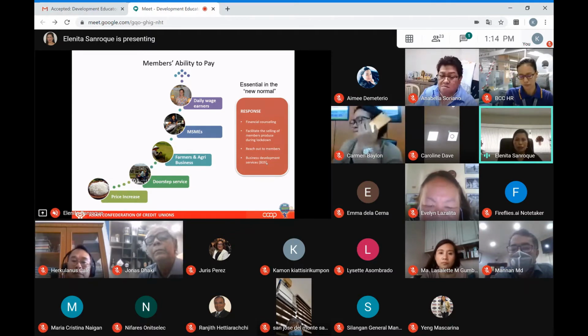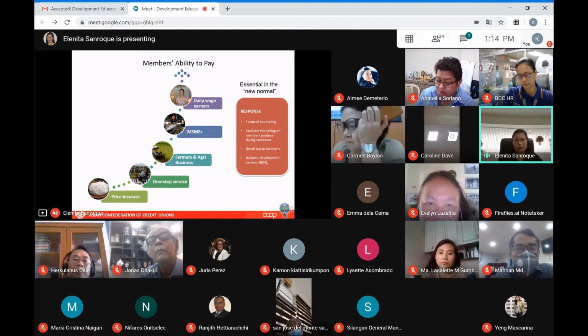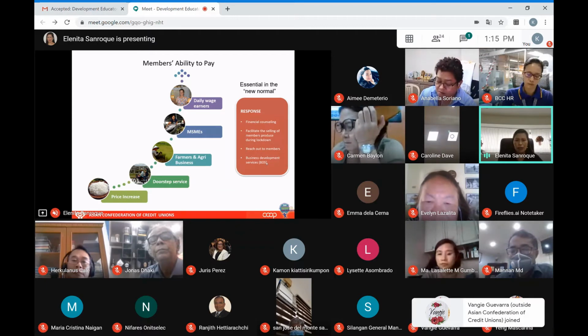So I think we need to strengthen that role of the credit union, because can you remember in our discussions earlier, the credit union should be the trusted wealth creation advisor for the members. We should be playing that role for our members.